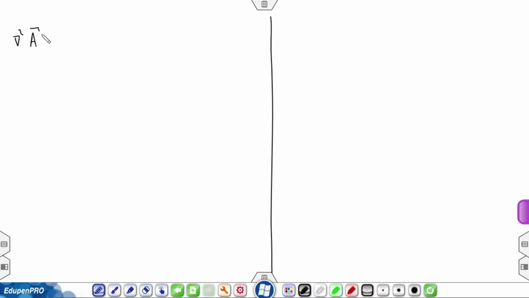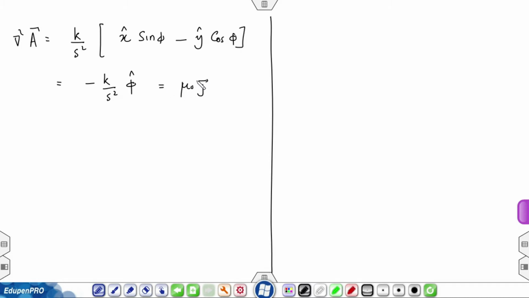Del square A comes out to be k over s square. Second derivative of sine and cosine functions are negative of that. So, this will come out to be x sine of phi minus y cosine of phi, which is minus k over s square phi, and this is equal to mu naught j with a minus sign. This gives me the answer. J r is nothing but k over mu naught s square in the phi direction.